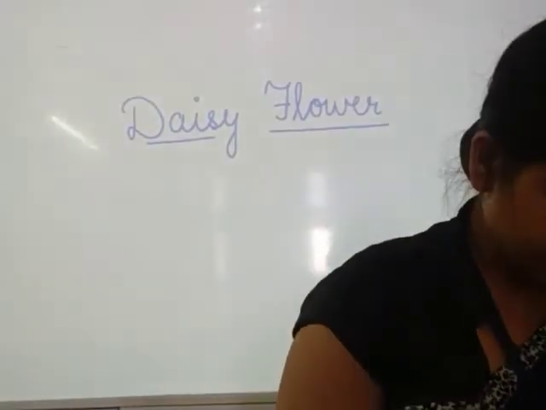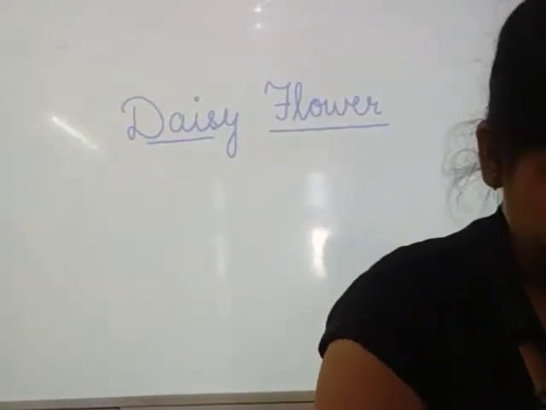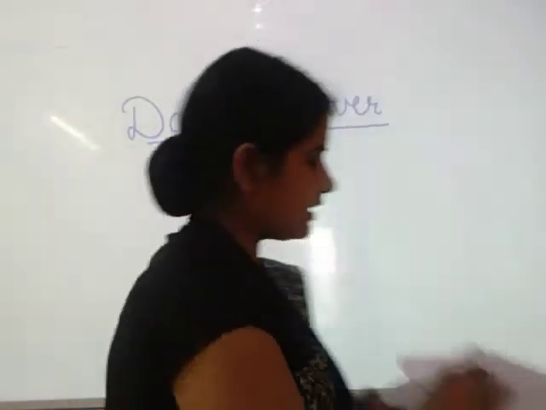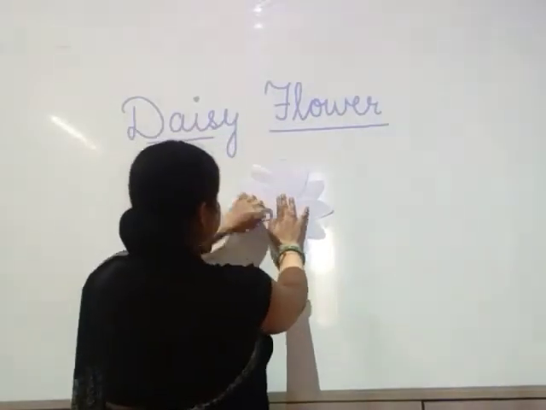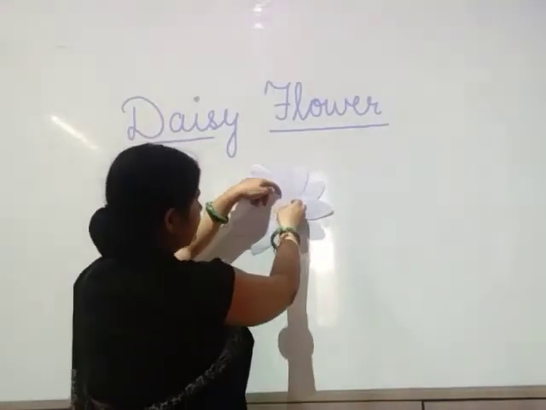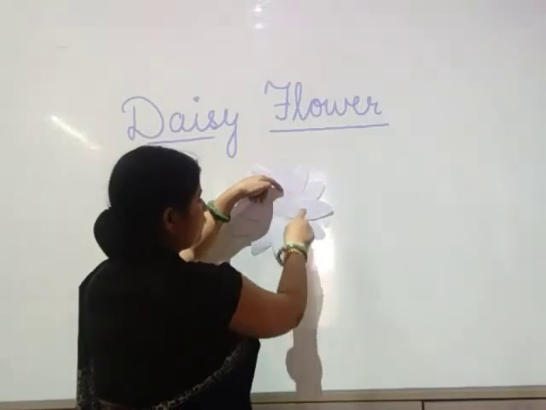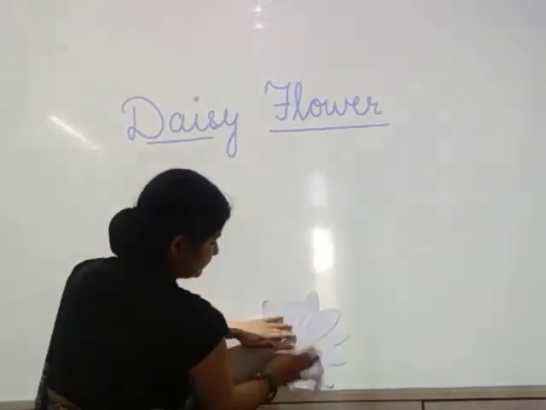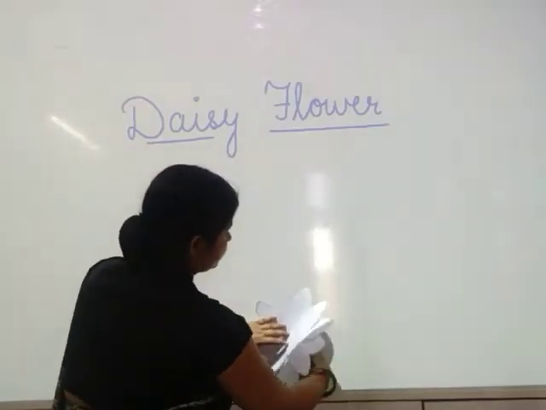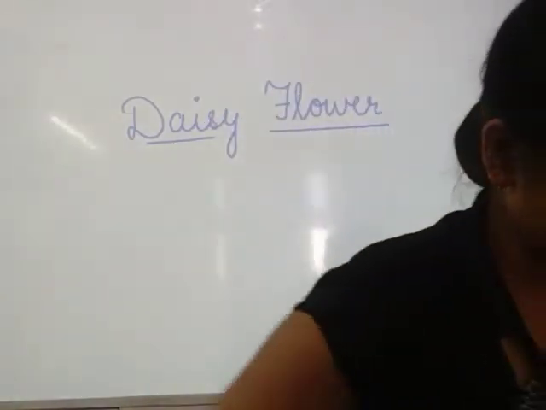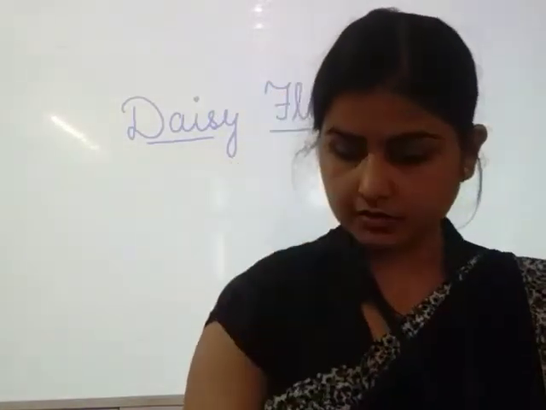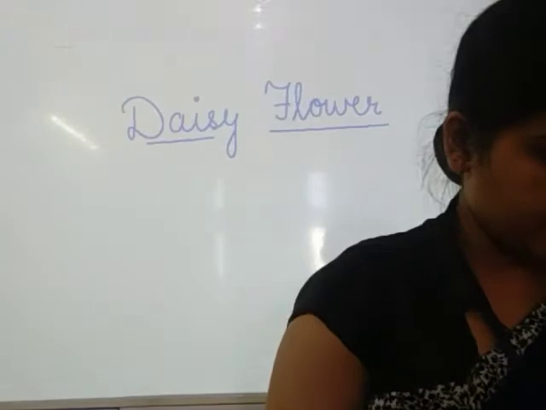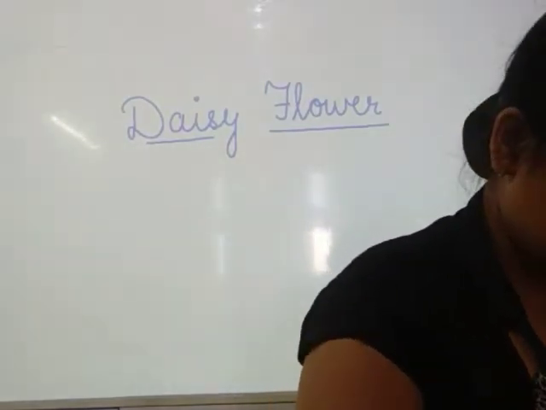Now see, I have pasted all the 12 petals in group of 4. I have told you 16, okay? 12 will also do. See, my daisy is ready. Now I want a yellow portion for the middle part of the flower. Okay. So for that, what will I need? I will need a yellow piece of paper and I'll cut them in a shape of circle.